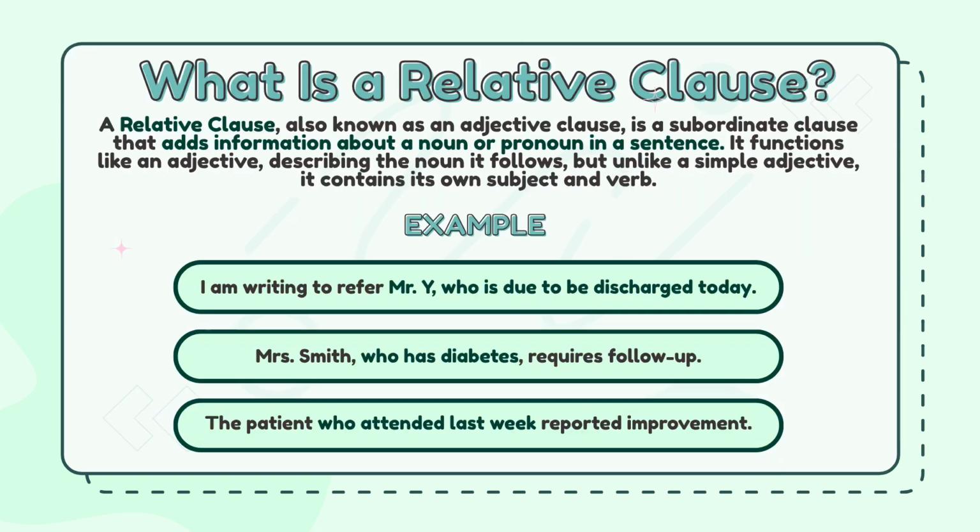A relative clause gives extra information about a noun using who, which, or that, and helps your letters sound more natural. Examples: 1. I am writing to refer Mr. Y, who is due to be discharged today. 2. Mrs. Smith, who has diabetes, requires follow-up. 3. The patient who attended last week reported improvement.